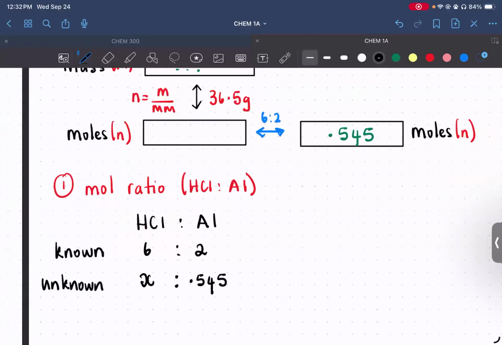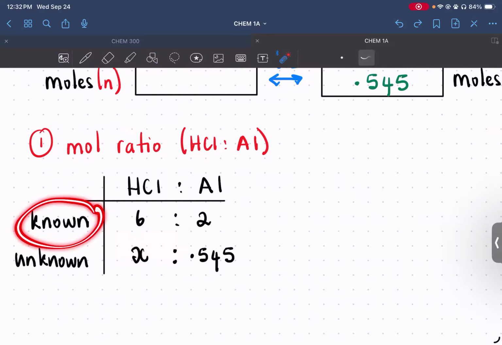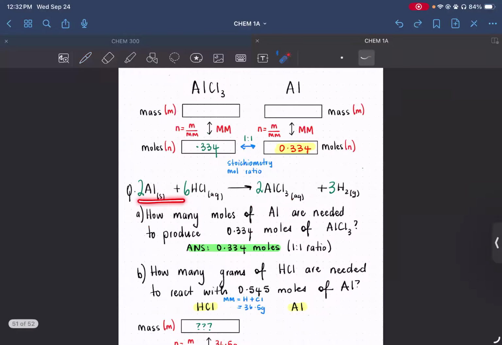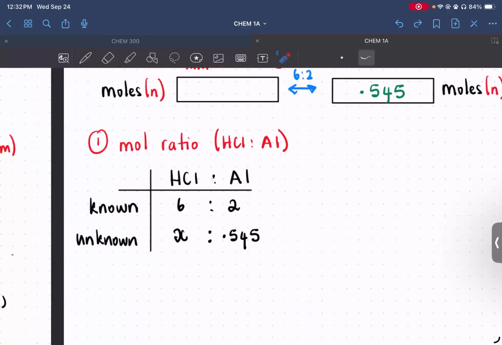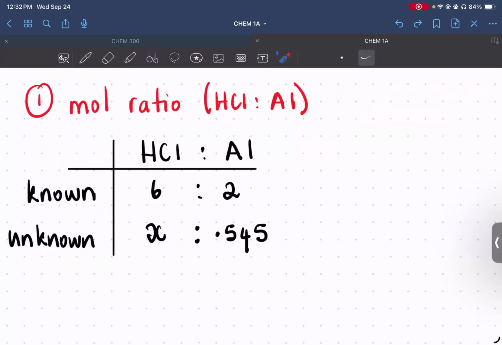So let me go over that once again. This is basically a 3x3 matrix, like so, but with colons in the middle. We know the stoichiometry because we spent time balancing the reaction. So that's what we know. What we don't know, the unknown, is if we're using 0.545 moles of aluminum, how many moles of HCl will be needed? As of right now, this is unknown. Hence the setup X to 0.545 and then 6:2.